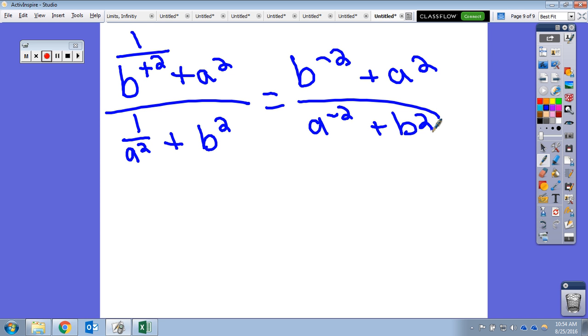Yeah, I did. So don't you have to multiply the top and the bottom by a to the negative 2 plus b squared? Isn't that what you do? I'll let someone else take a shot at it.